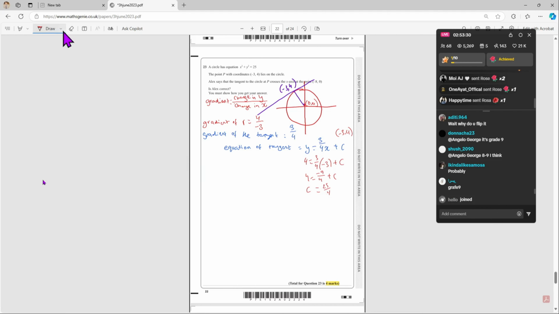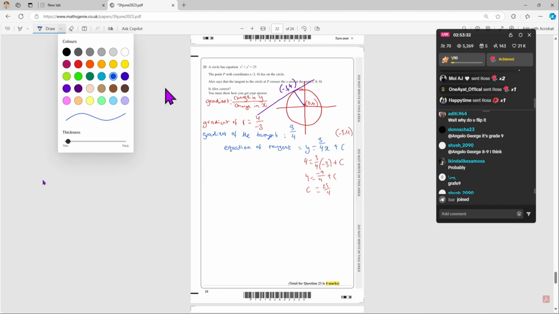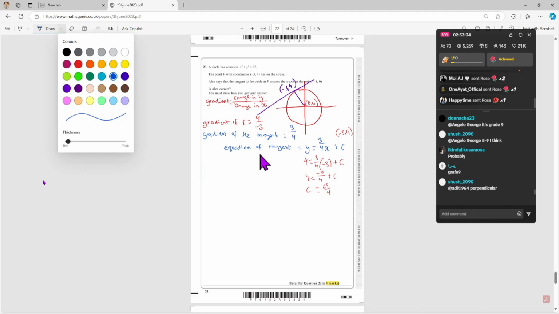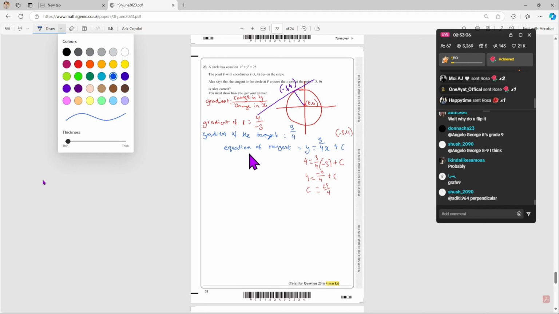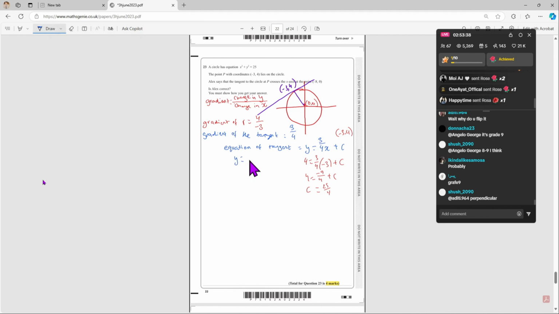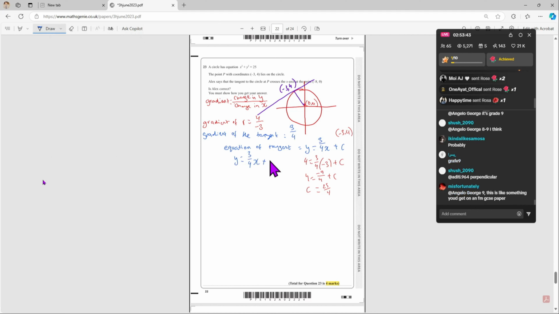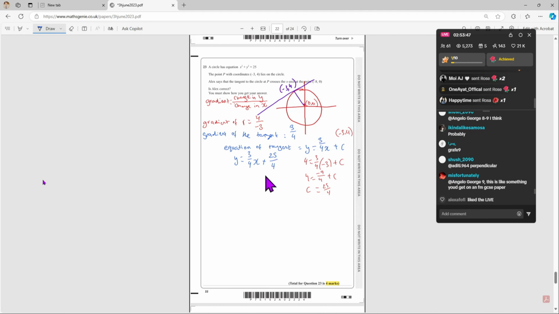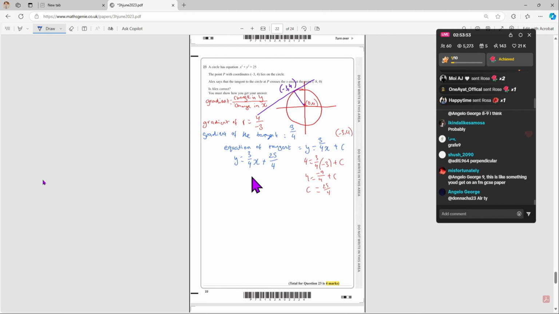And then let's write our equation, guys. So our proper equation for the equation of the tangent is going to be y is equal to 3 over 4x, which is our gradient, plus the y-intercept, which is 25 over 4. So now, once we work that out, we have to show if Alex is correct, is it correct or not.